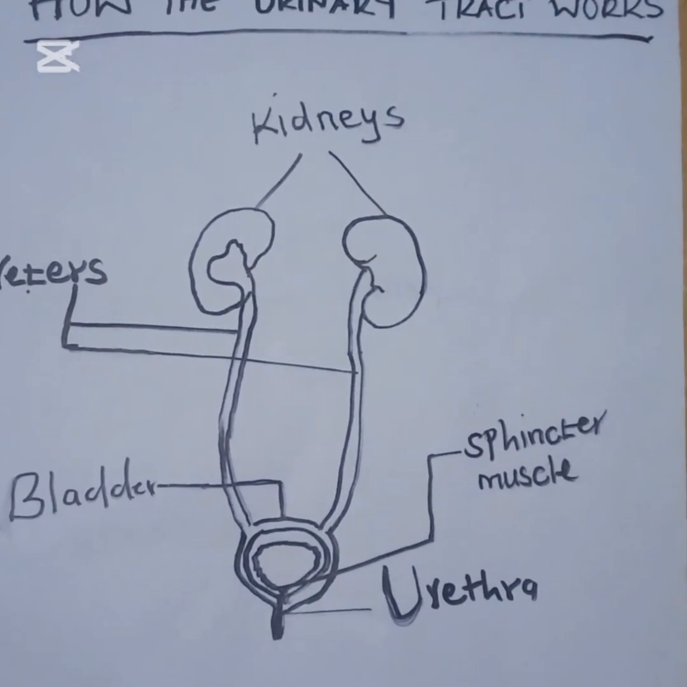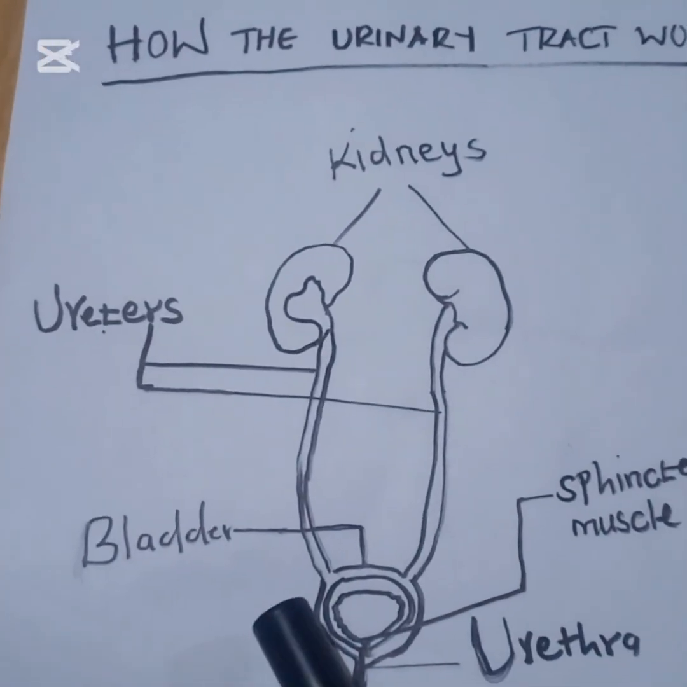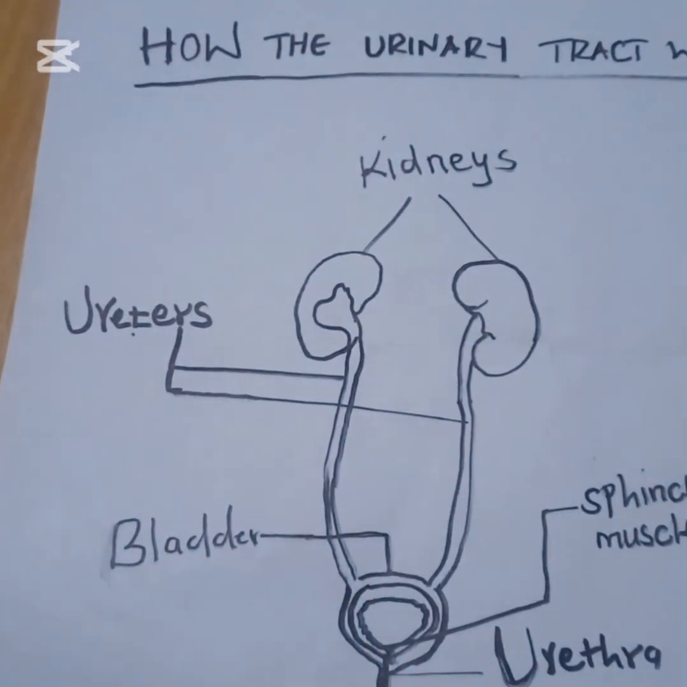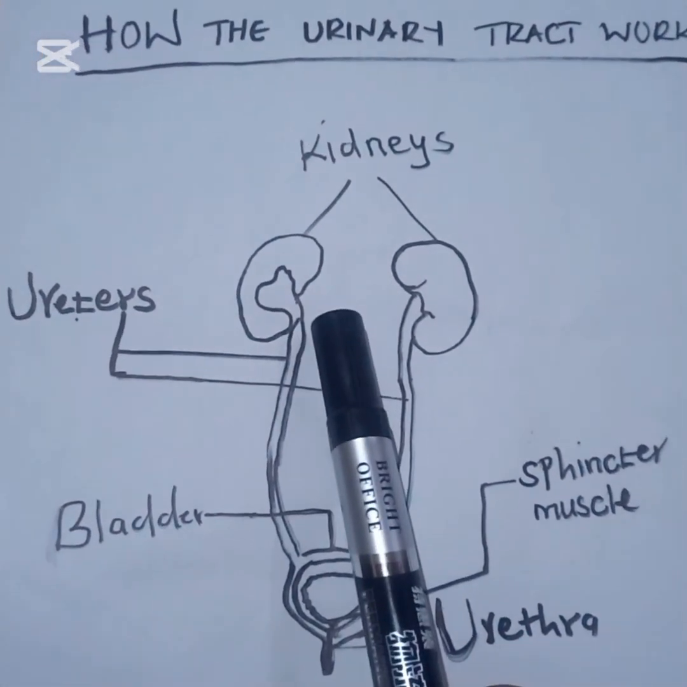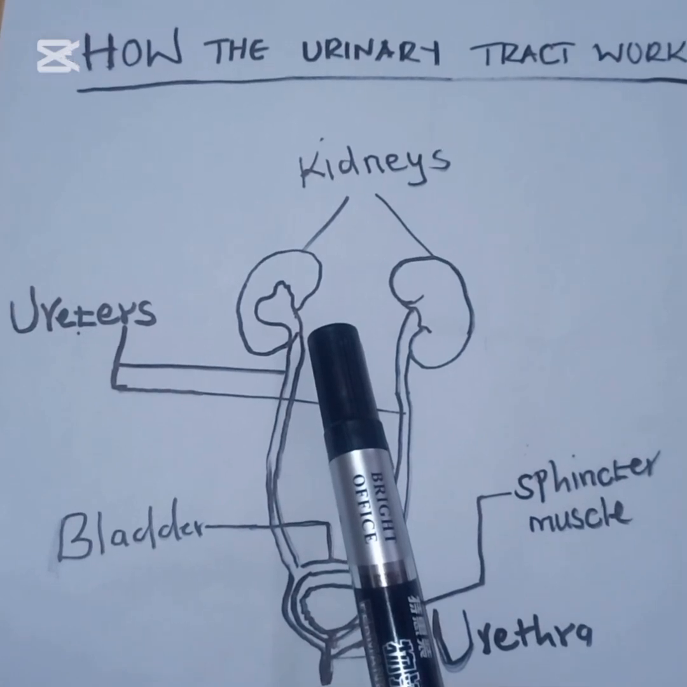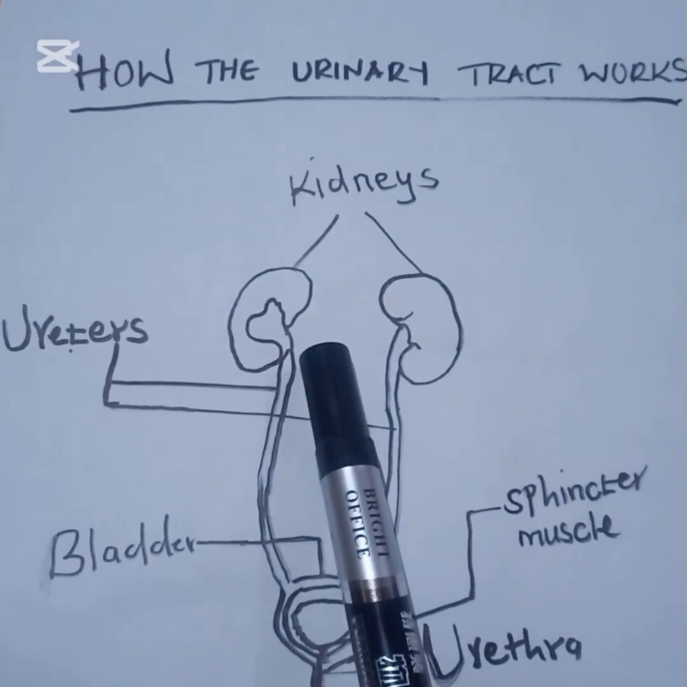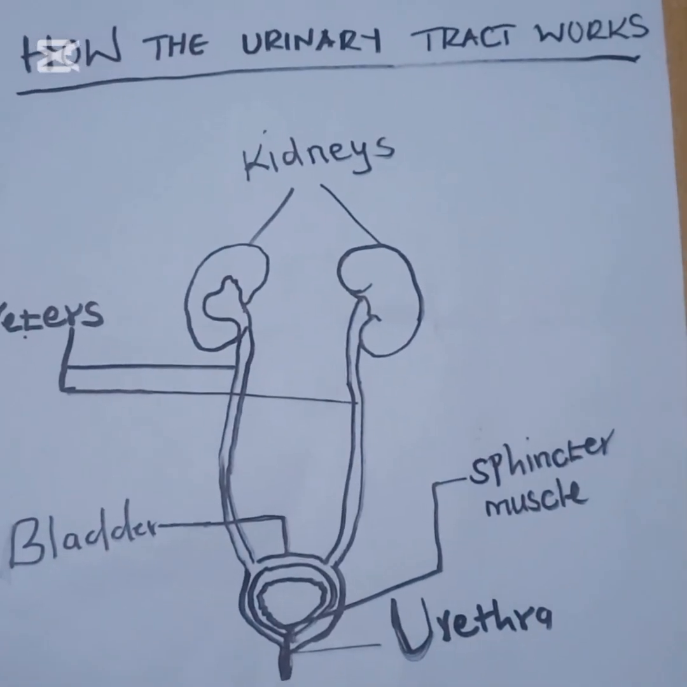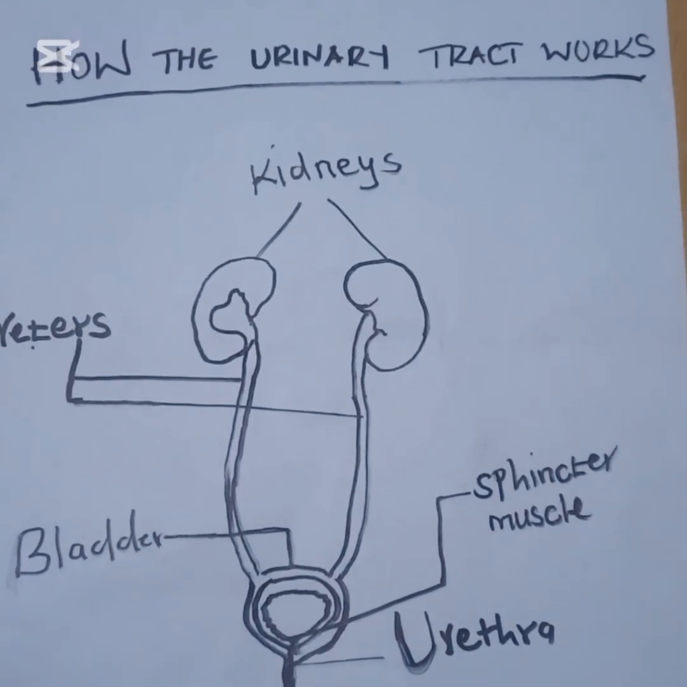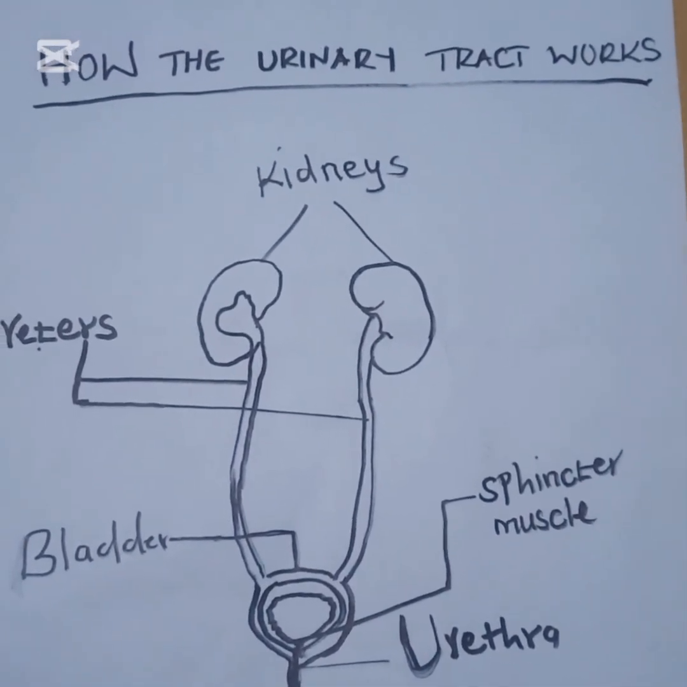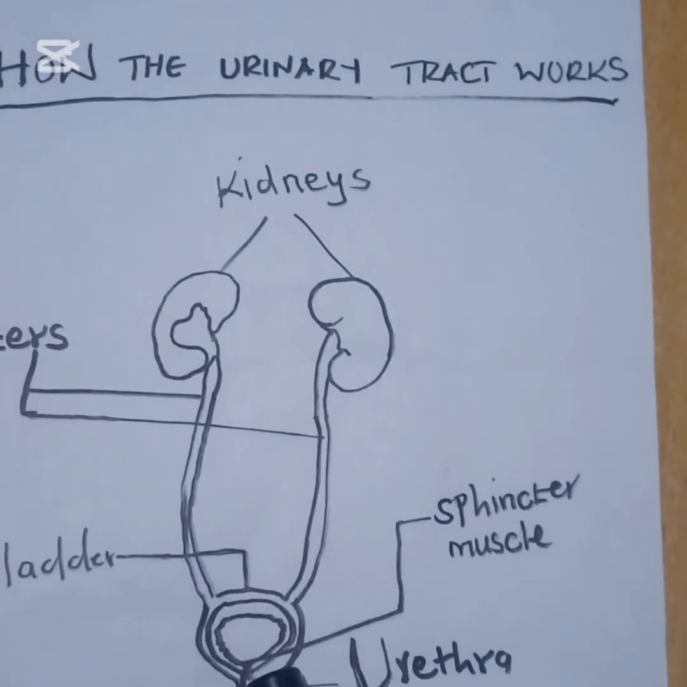Let's see how this urinary tract functions. From the structure, we can see the two kidneys. What is the function of the two kidneys? The function of the two kidneys is to remove the waste chemicals from the body. How? From the blood that passes through them. Mostly you get water and the chemicals in the form of urine, which is drained out of the kidney via the ureters.